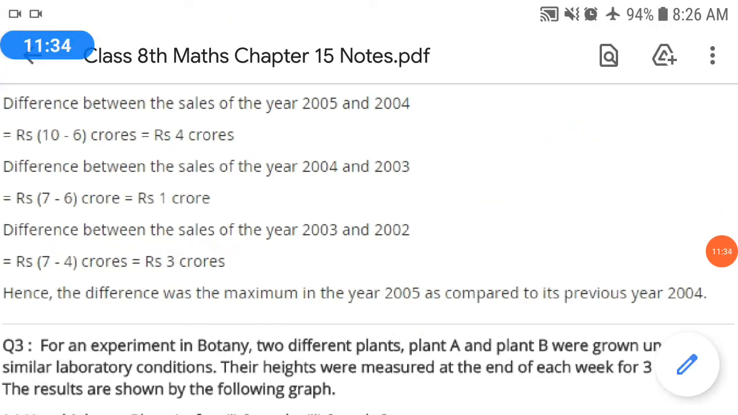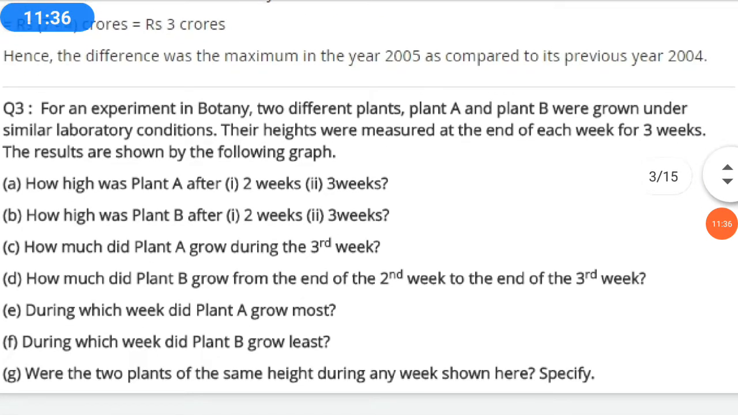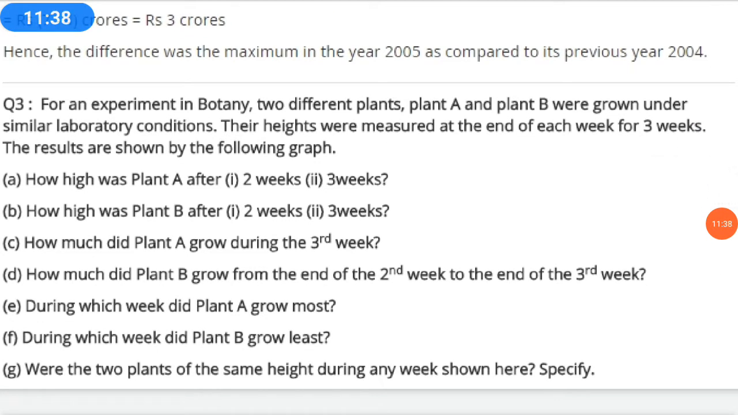Now moving toward the next question, we are having for an experiment in botany, two different plants A and B were grown under similar laboratory conditions.